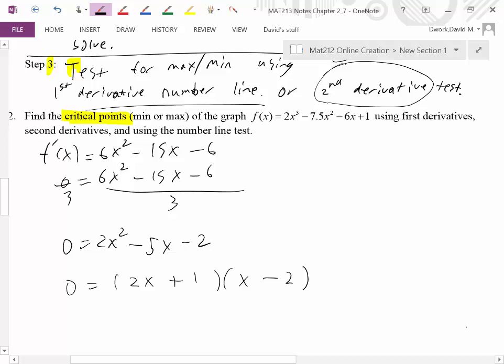And what I'm seeing here, I try guess and check, and if we go through it, I don't get anything. There's no answers that work.